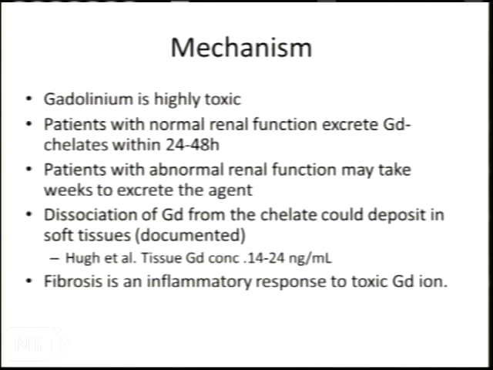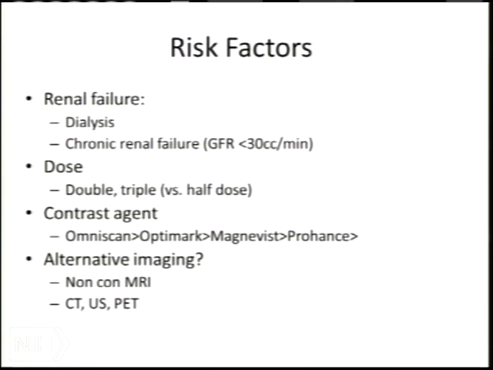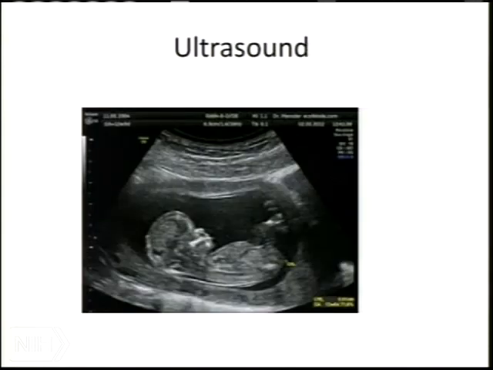But in patients with abnormal renal function, that chelate circulates, and circulates, and circulates over days, and eventually, if the thermodynamic stability isn't very good, it falls off that molecule and becomes free ion that deposits in soft tissues. So the risk factors are renal failure, the dose that you give, what kind of contrast agent, and of course in this situation you should always think about either not using MR or using some other form of imaging.